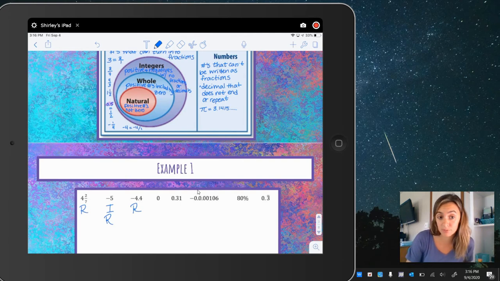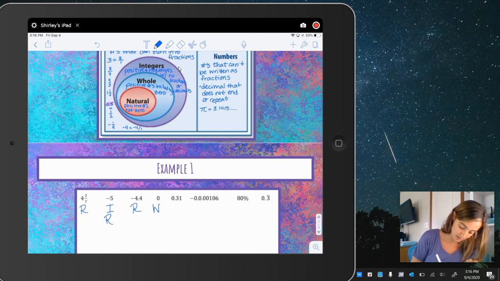Now I have 0. Is 0 a positive number not including 0? Well, no, 0's in it. So that makes it my set of whole numbers, okay? So again, I figured out that it's a whole number, so then it also belongs to everything else. Whole numbers are inside of integers, are inside of rational numbers.